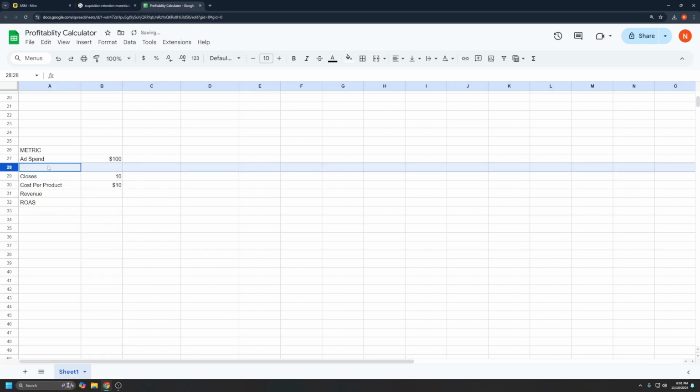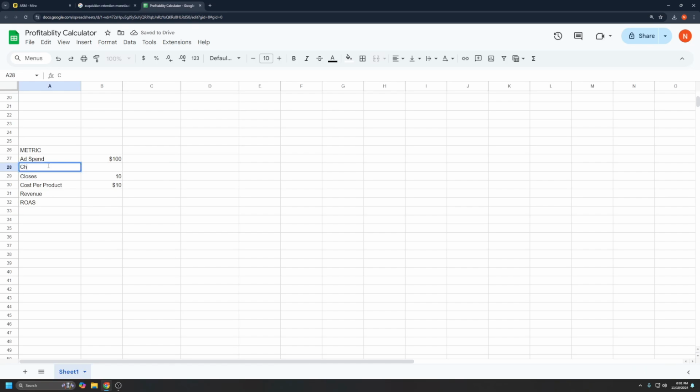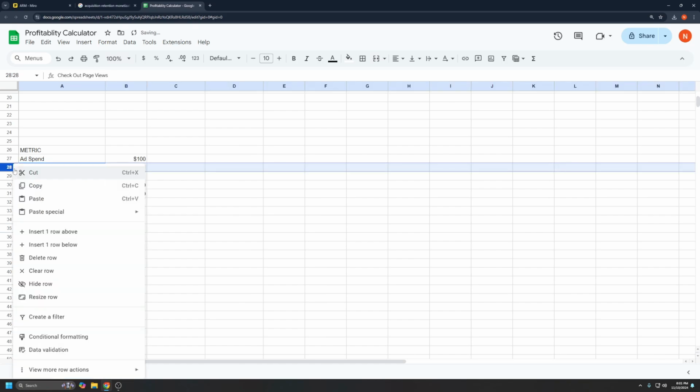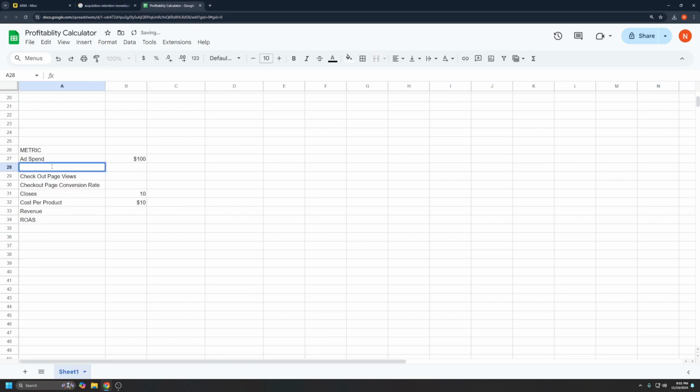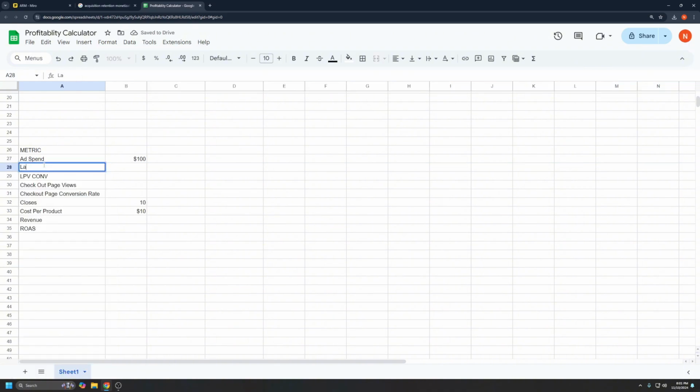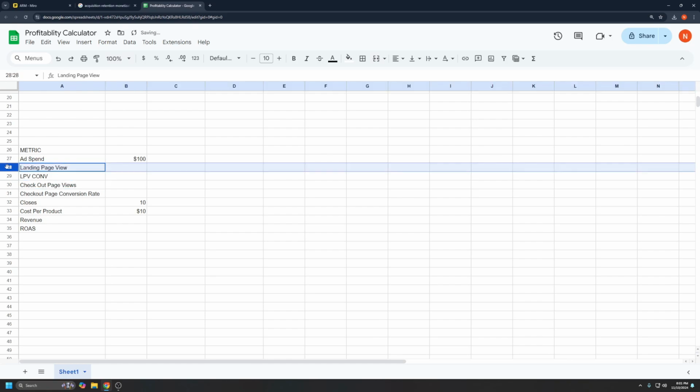So now let's play around with these numbers. So the closes from this will come from a checkout page. This checkout page conversion rate also, we could also label it out, make it a little bit easier to understand that number here. So looking at checkout page views. Perfect. Now we're going to go up to our landing page conversion rate. So LPV conversion. Again, it's landing page views. This is going to be landing page views. So I'm working in reverse here. That's the only way really to do this.